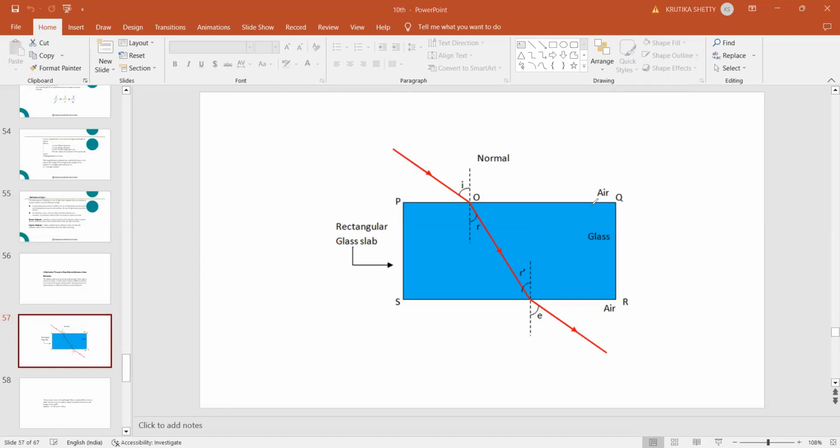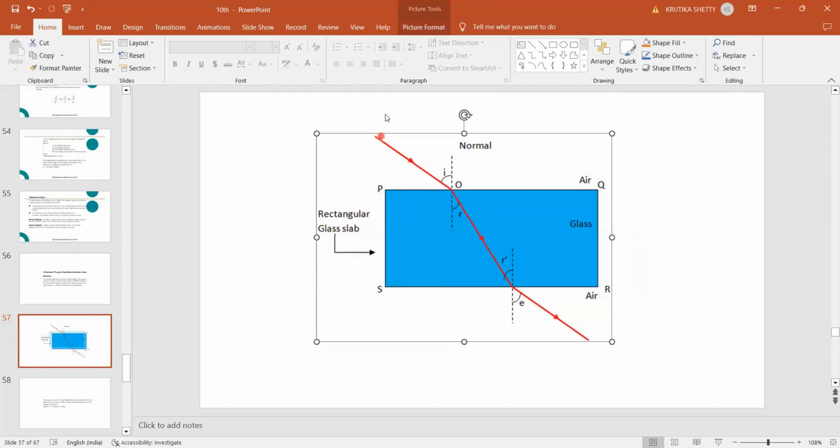So see here, this whatever PQRS blue color you are observing, this is a glass. Okay, so it is called a glass slab. So for this glass slab, you can see this red line you are observing. So this red line first. So first till here, what we are observing, okay, so here what you are observing, this part, it is nothing but the incident ray. So this is the incident ray.